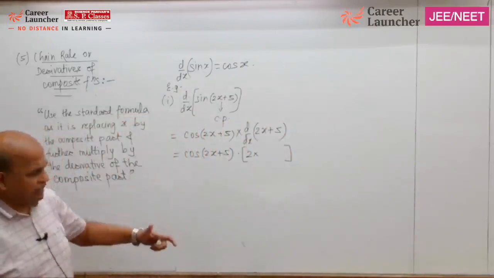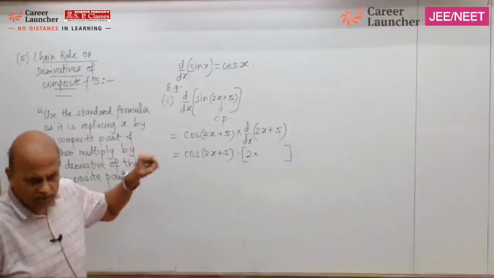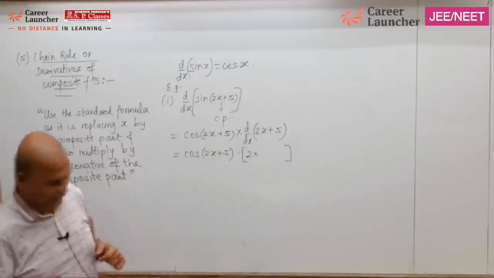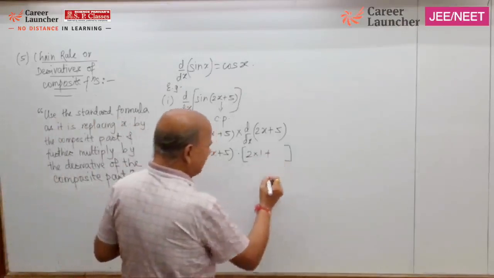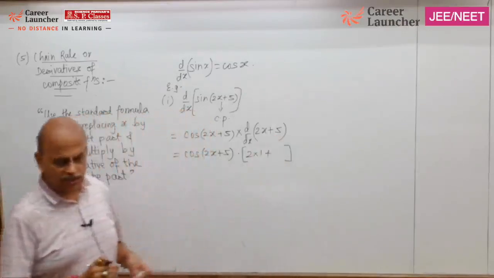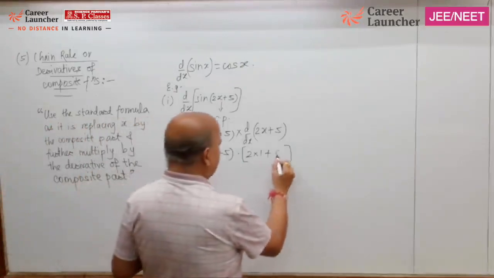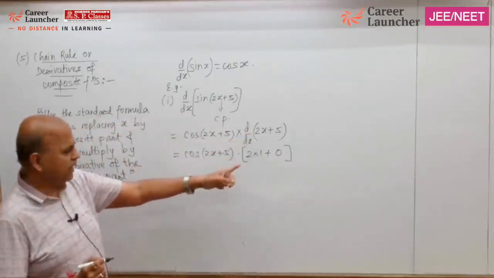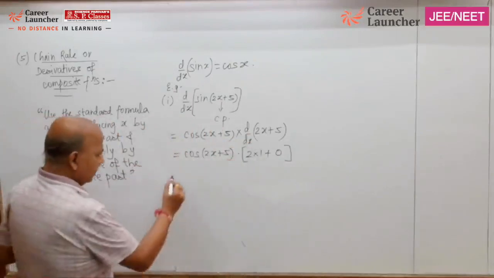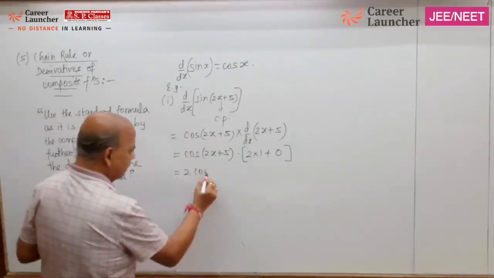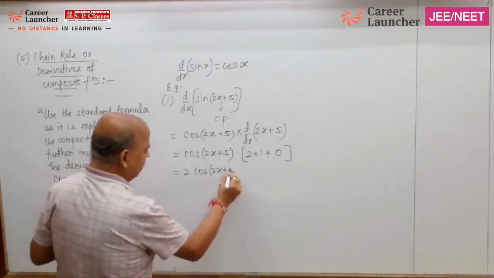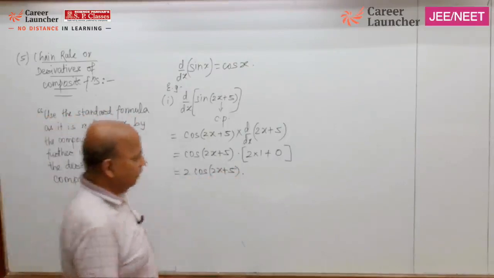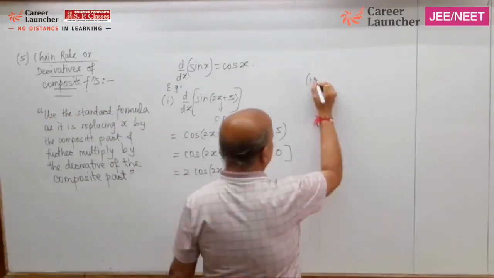Whenever we are solving examples, you are expected to concentrate on the list of formulas. What is the derivative of x? 1. Correct? Plus 5 is what? A constant. So the constant's derivative will be 0. So don't you feel the derivative of 2x plus 5 will be only 2? The answer will be 2 cos of 2x plus 5. Getting it, everyone? One more example, then you start taking down.